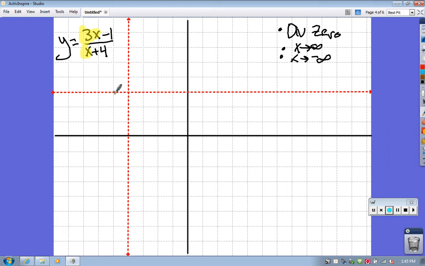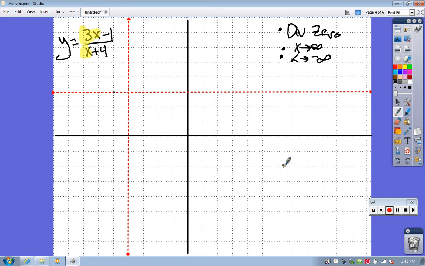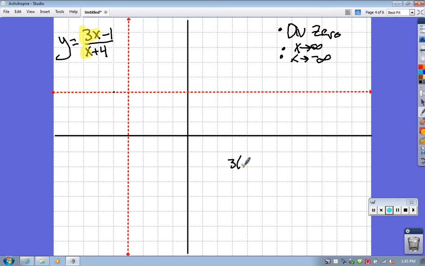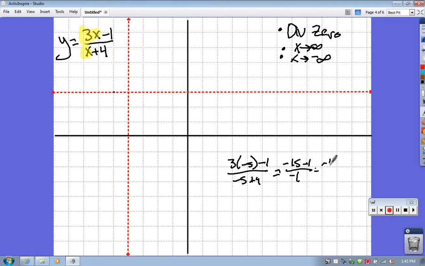So let me plug in x is negative 1, 2, 3, 4, 5. Plug in negative 5 and see what happens. 3 times negative 5 minus 1 over negative 5 plus 4. 3 times negative 5 is negative 15 minus 1 over negative 5 plus 4 is negative 1. Negative 16 over negative 1 is positive 16. So it's going to be way up here.